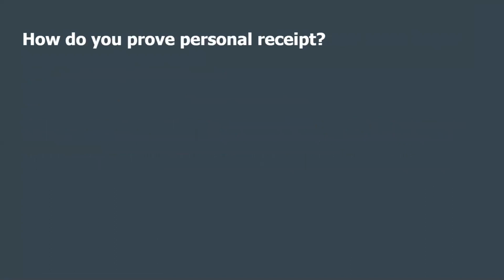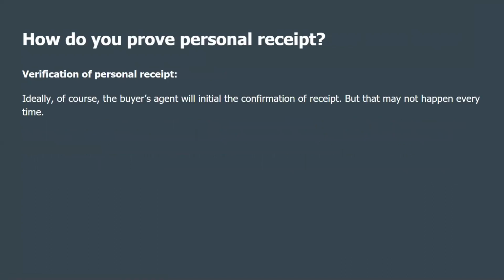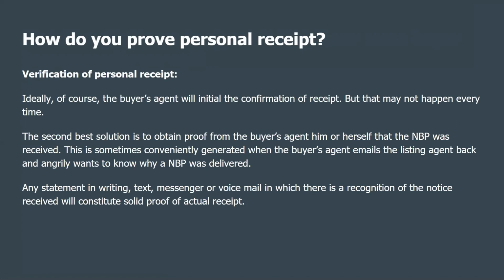How do you prove personal receipt? So, verification of personal receipt. Ideally, of course, the buyer's agent will initial the confirmation of receipt, but this may not happen every time, as we know. The second best solution is to obtain proof from the buyer's agent, him or herself, that the Notice of Buyer to Perform was received.